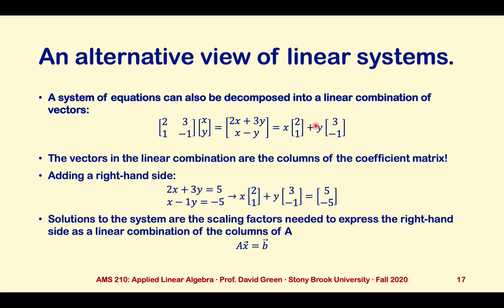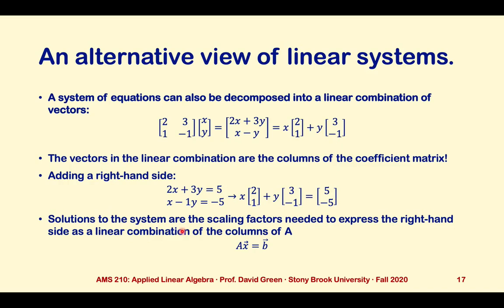Right? So we can represent the left-hand side of a system as a linear combination of vectors, and those vectors are just the columns of the coefficient matrix that we have seen before. Adding in a right-hand side, we take a system of equations like this, and how would we write this? Well, this system could be written as x times the vector (2, 1) plus y times the vector (3, -1) equals the vector (5, -5).